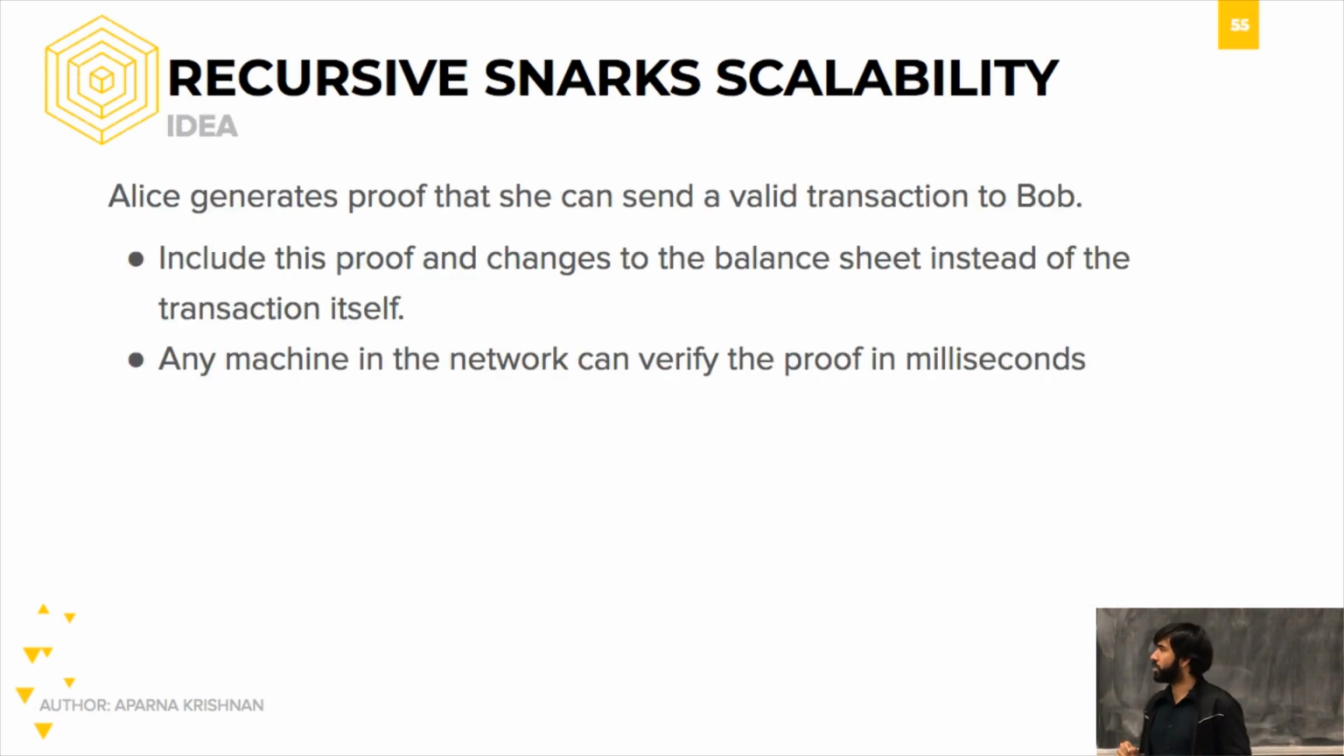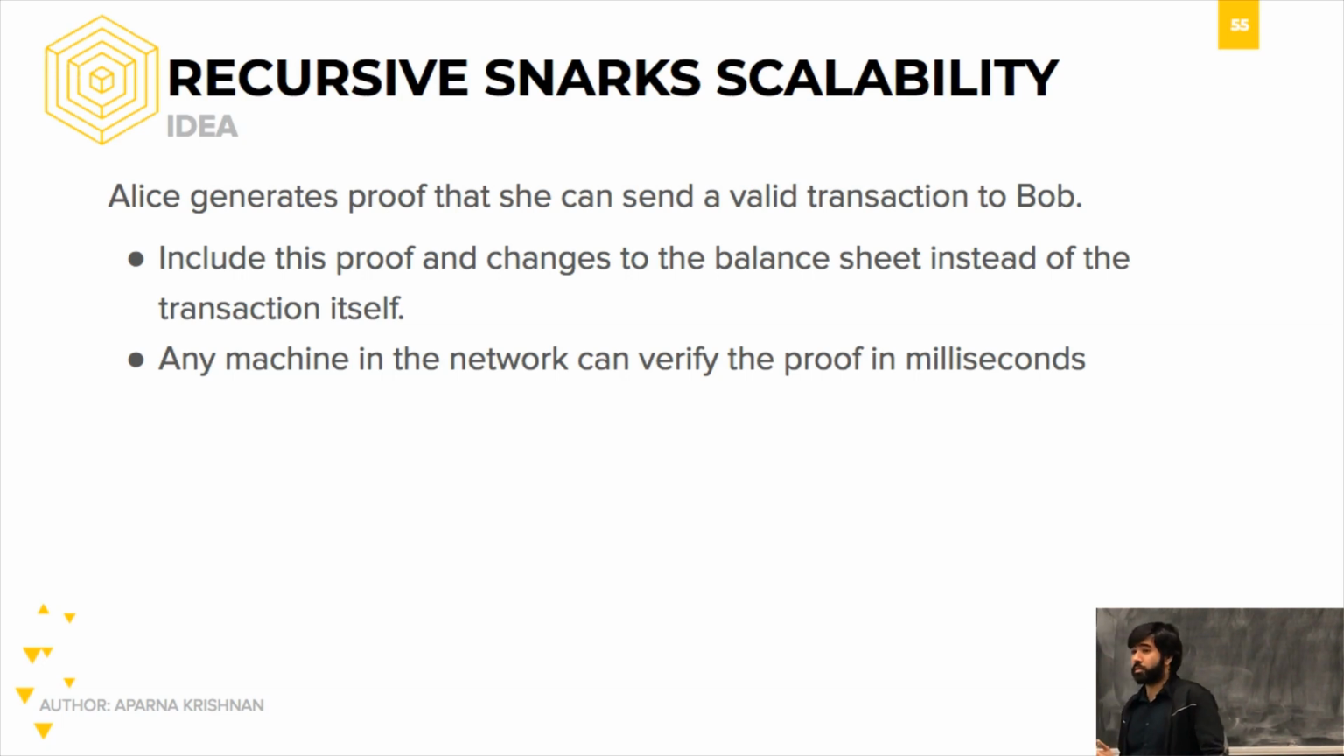So this is where recursive snarks come in. So let's say that Alice wants to send some transaction to Bob. Instead of actually sending a script that's going to modify the state of the blockchain, what she could do is generate a proof that she is making some changes to the blockchain, to the ledger. And that proof is what represents her act of making a transaction. And the nice thing about this proof is that it can be verified by anyone in the network within a matter of milliseconds.